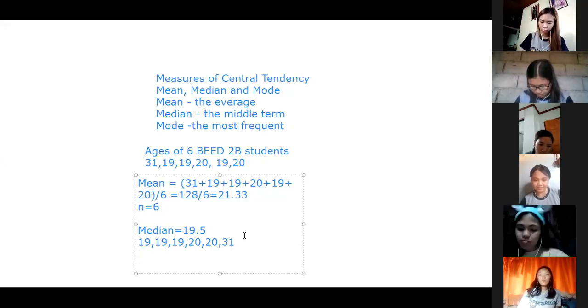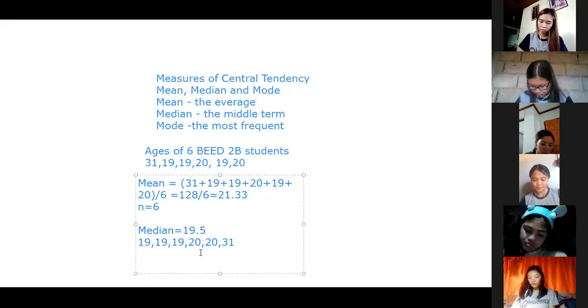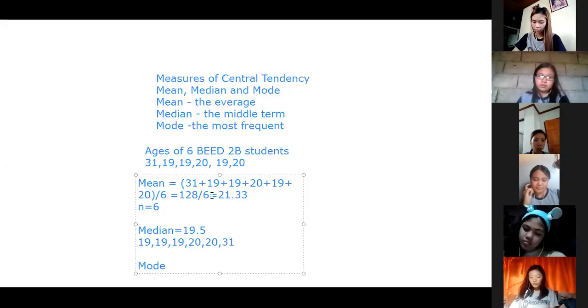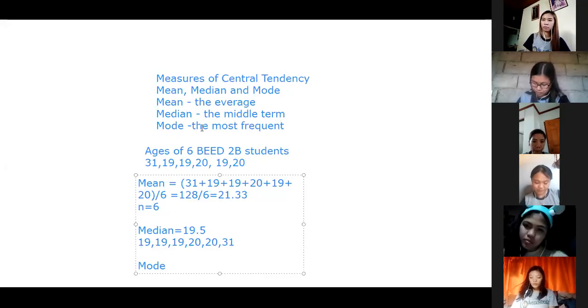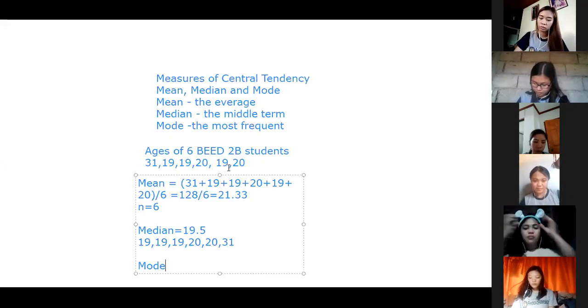So ganun lang. Pero kung isa lang naman ang gitna, wala ka nang gagawin. Wala ka nang i-add. So how about the mode? Sabi nga natin, mode is the most frequent. Ito siya. Mode is the most frequent score.